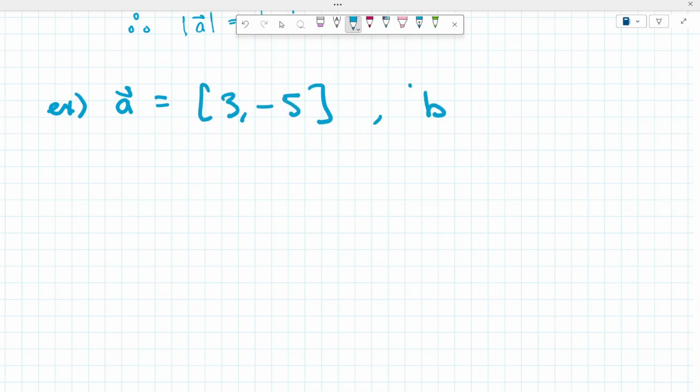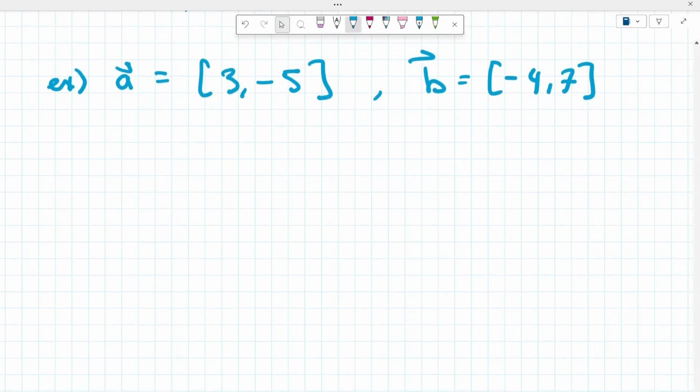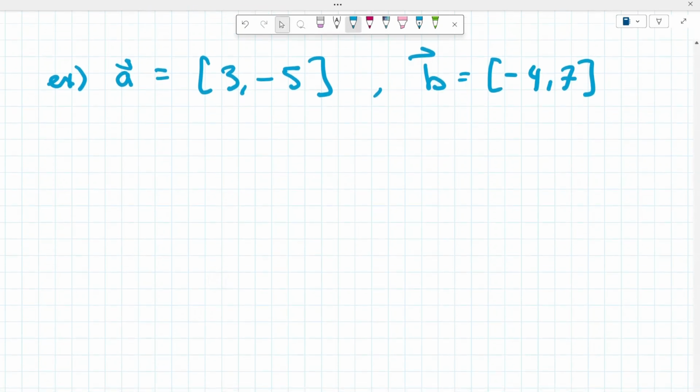Let's try one more together. So this, we need to think of scalar multiples. So in this case, we're going to say that A equals 3, -5, and we have another vector B, and this vector equals -4 and 7. So we want to evaluate what is A minus 2B.